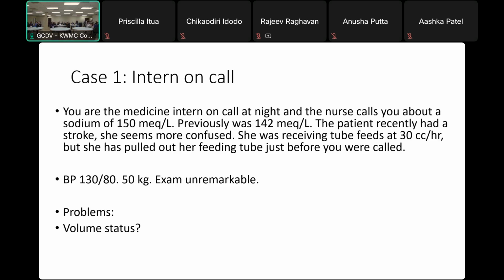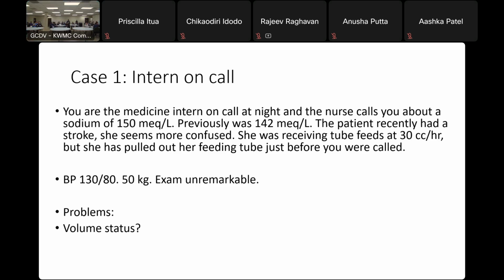What do you guys think about the volume status? Dry. Someone said low. Someone said normal. Any takers on normal? Seems pretty normal. The exam's unremarkable. Blood pressure is 130/80, which you all said is a normal blood pressure. And this is a patient who's been getting feeds up until the time you were called, so they've gotten enough salt, right? Enough proteins, carbohydrates, etc. So this looks to me like the patient is probably euvolemic, would be my guess.